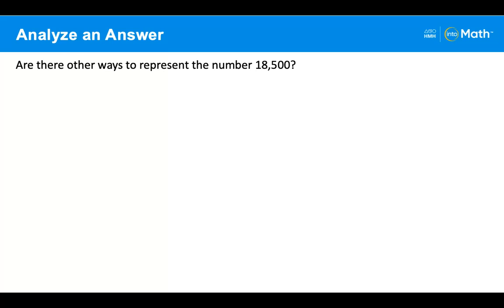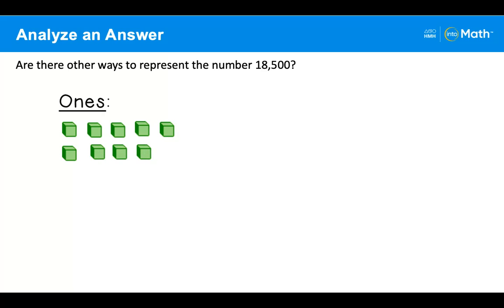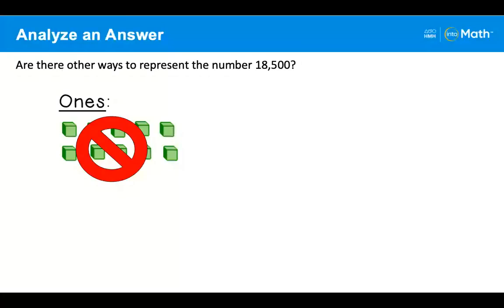Is it possible to represent this number using only ones? Well, let's try using our base 10 blocks. Count with me by ones. 1, 2, 3, 4, 5, 6, 7, 8, 9, 10. Oh my goodness. Now, it would certainly be possible to represent this number with ones, but as we're quickly realizing, it's going to take us a very long time to draw out enough ones to make the number 18,500. This is not the most strategic way that we can create this number. But we could definitely create this number using only ones.